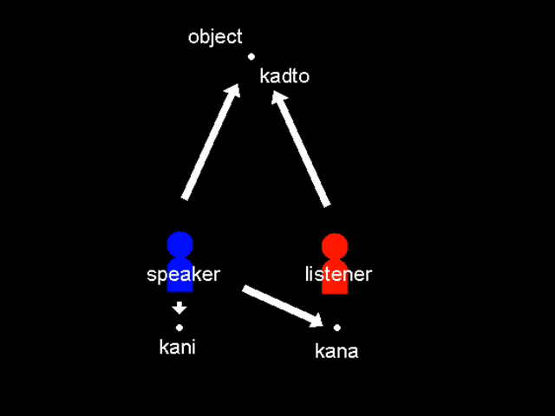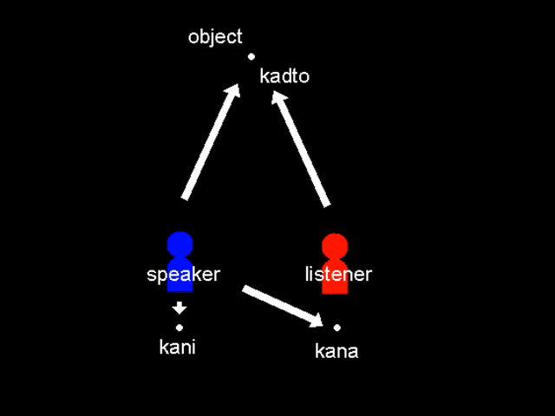So let's recap. You have two speakers, and when you want to say a demonstrative pronoun and you're pointing at something that's near the speaker, you use kani. Now if you're pointing at the object that's near the listener, it's kana. And if you're pointing at an object that is far from both of them, the speaker and the listener, you would use kadto.